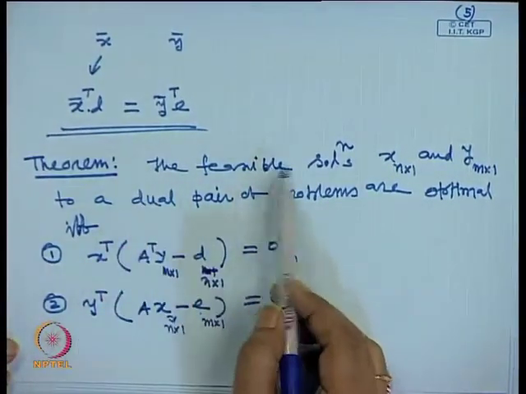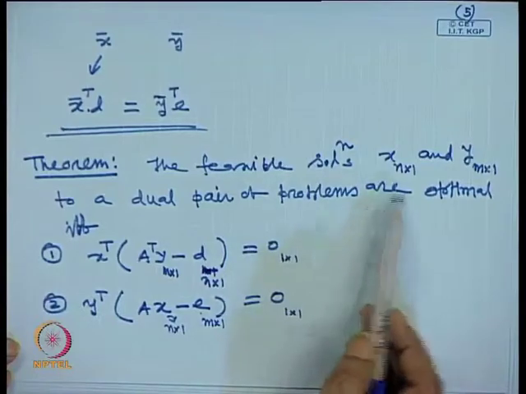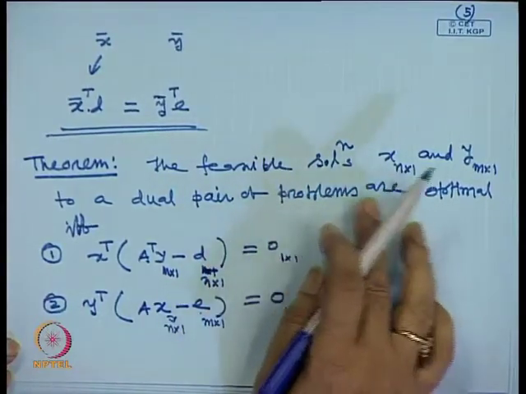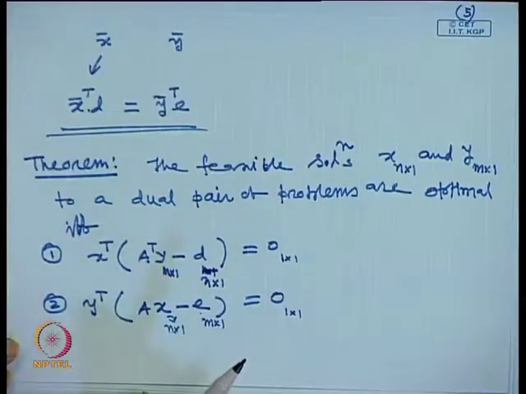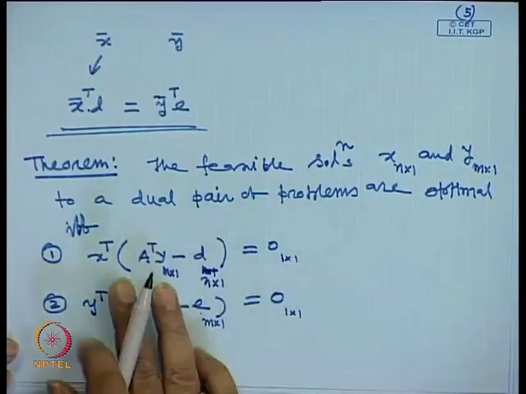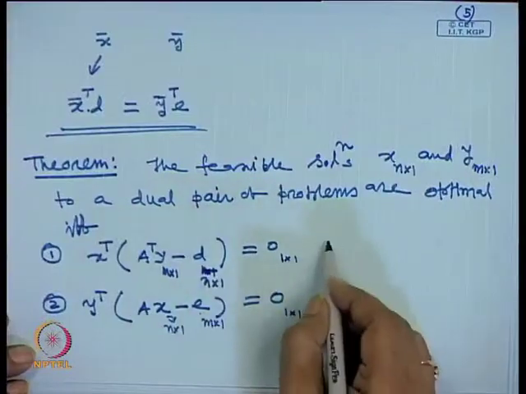So, our theorem tells that if x and y are feasible solutions of the dual pair of problems, they are optimal if and only if this condition is satisfied. This indicates that if you know the solution of the dual problem, one can find the solution of the primal problem, meaning the original problem, using these two relationships. So, let us see the proof of this. The proof is very easy to see.